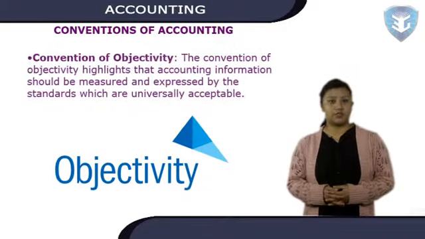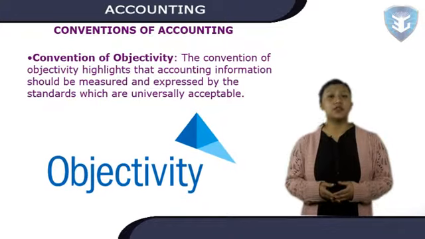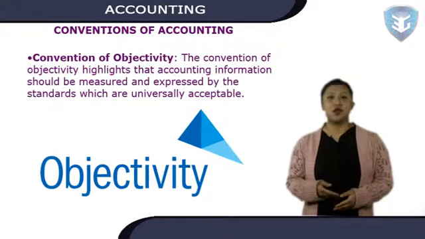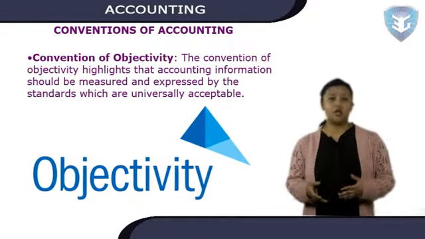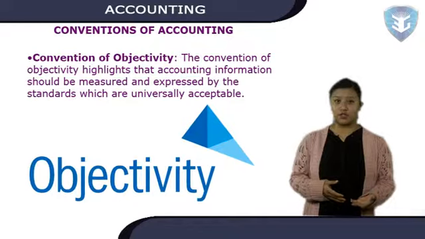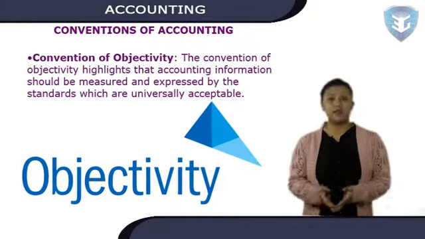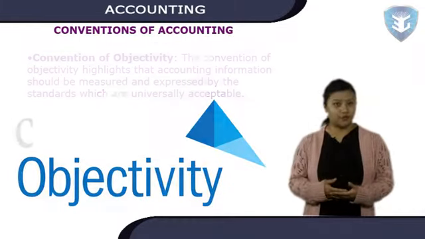Convention of objectivity. The convention of objectivity highlights that accounting information should be measured and expressed by the standards which are universally acceptable. For example, unsold stock of goods at the end of the year should be valued at cost price or market price, whichever is less, and not at a higher price, even if it is likely to be sold at a higher price in the future.